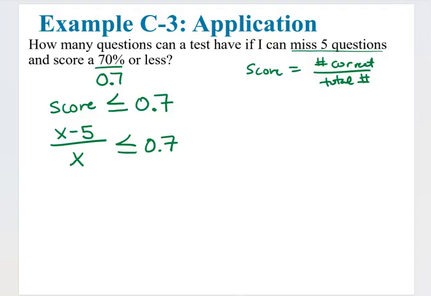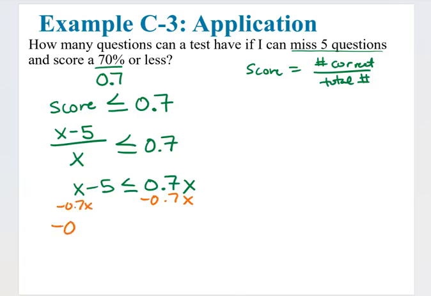So I'm going to multiply both sides by x, and I get x minus 5 is less than or equal to 0.7x. I'm going to subtract x. Actually, what should I do? You know what? I'm going to get all the x's together. So I'm going to subtract 0.7x from both sides.